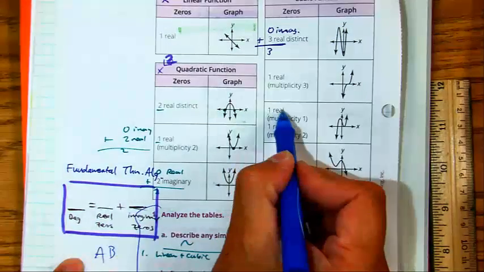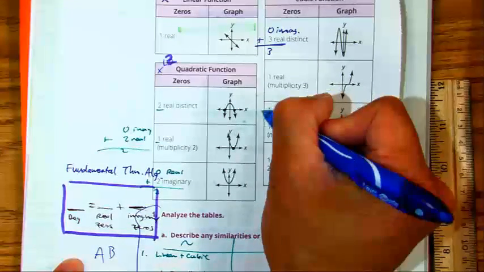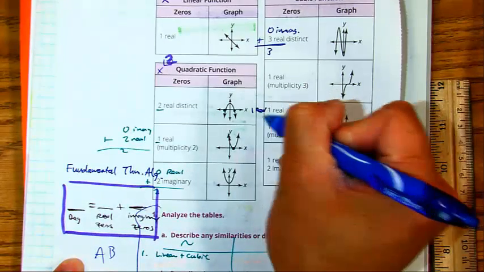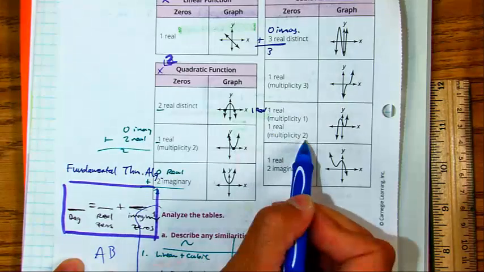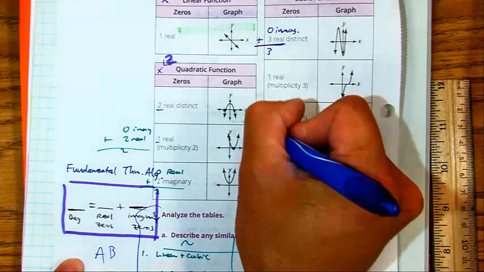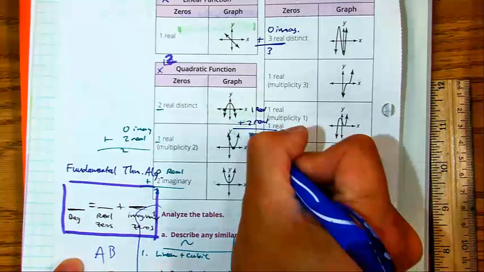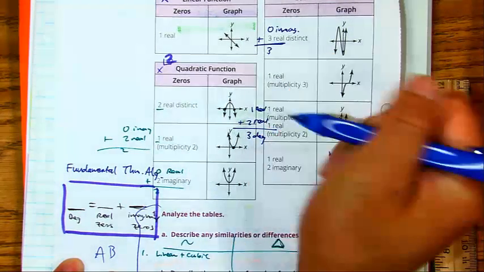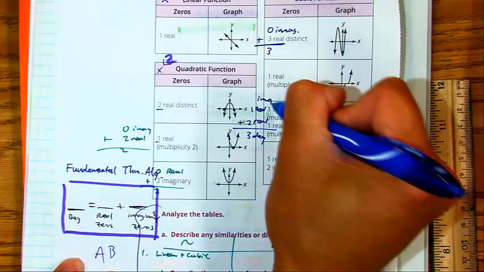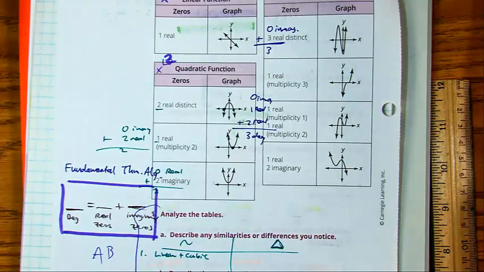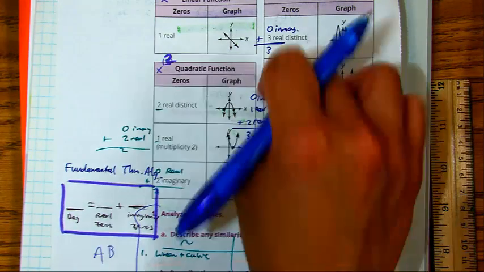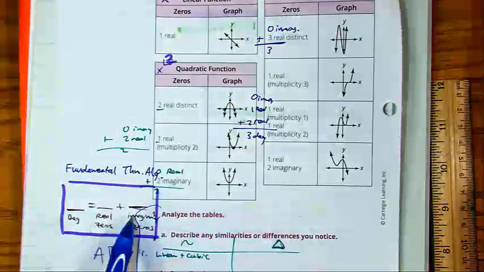1 real times 1 is equal to what? 1 real. 1 real times 2 is 2 reals. 1 real plus 2 reals equals 3. And how many imaginaries would you have? 0. Okay? I want you to go through the rest of those and do that simple math operation with this.